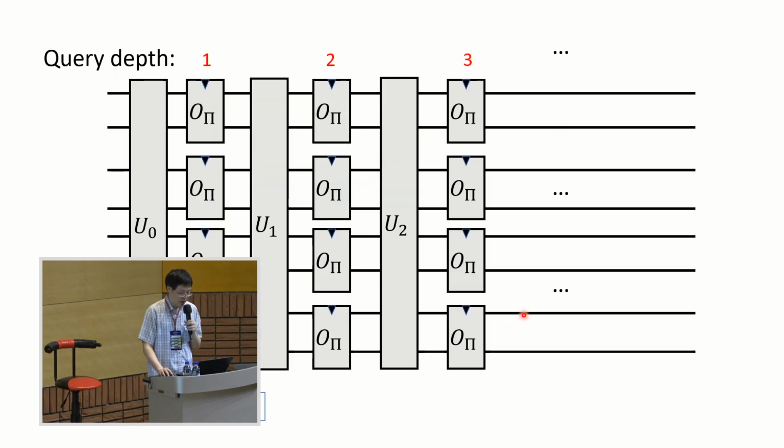So first is the idea about query depth. Query depth means that we have those queries in our algorithm, and we can have parallel queries, and they are kind of free. And in our counting, we only count the depth of our queries. So we have parallel queries in each layer, and we count how many layers we need to use. Do we need to place those oracles in our circuit? So here we have depth 3.